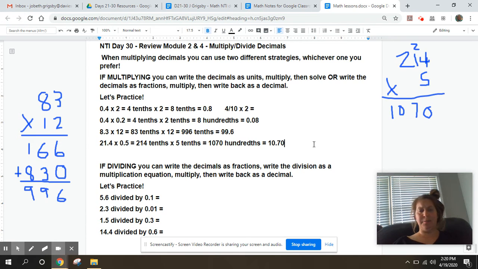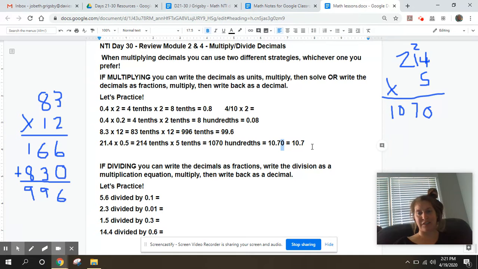And now, if I were you, I probably wouldn't leave it that way. This is equivalent to 10 and 7/10 because this 0 has no value in the hundredths place, so it's actually unnecessary. Unless you were writing a money amount, $10.70, but just a decimal answer would just need to be 10 and 7/10. But either one of those, they're still equivalent, so either one would work.